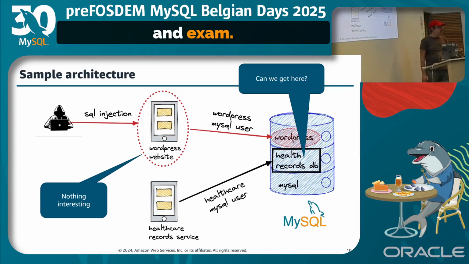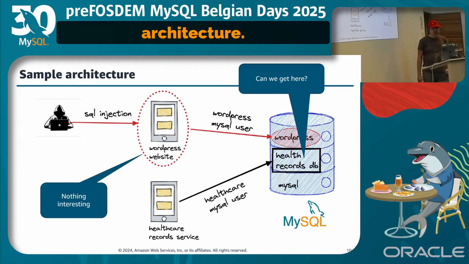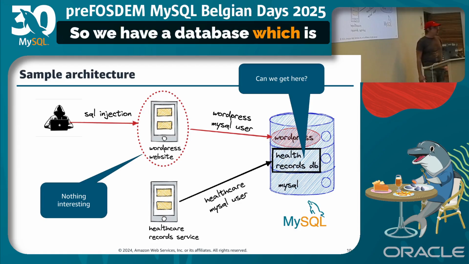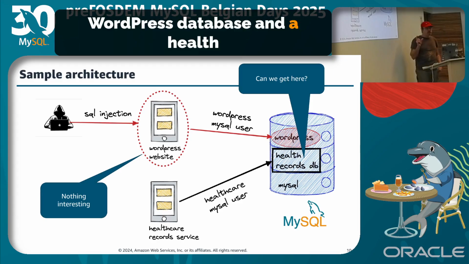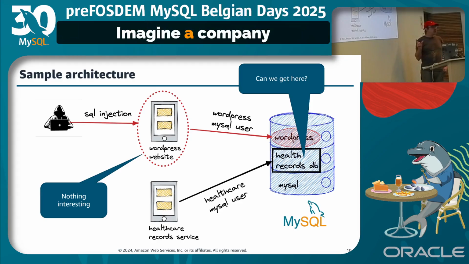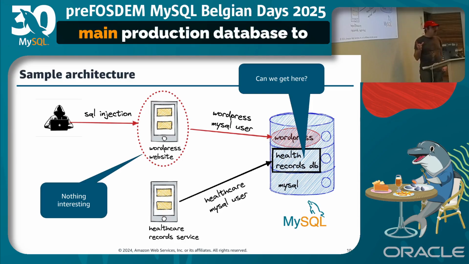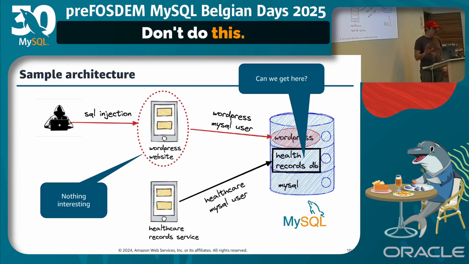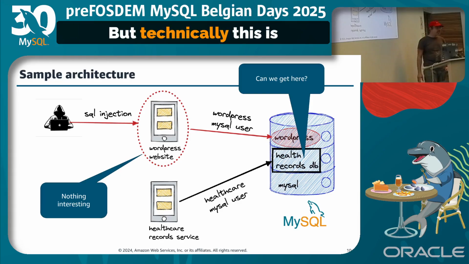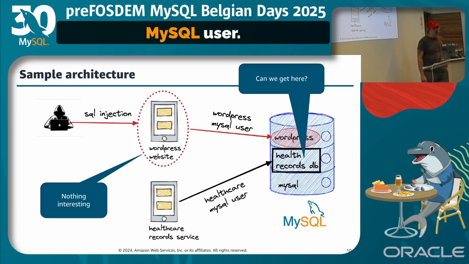And here's an example of the architecture, a completely fictional architecture. We have a database which is shared internally between a WordPress database and a health records database. Imagine a company which decided to reuse their main production database to host a WordPress website. Don't do this. But technically, this is configured correctly. We have a dedicated user for WordPress and a dedicated healthcare MySQL user.